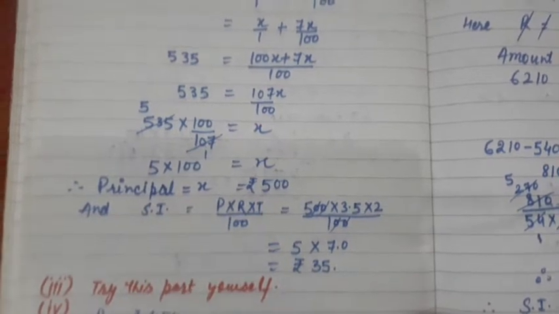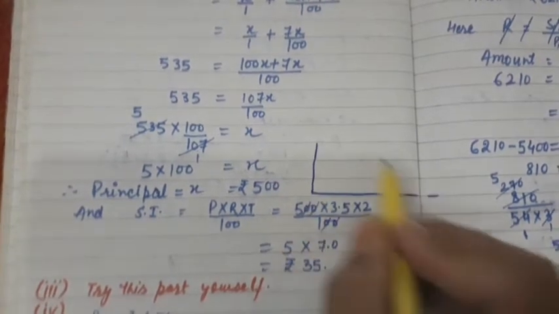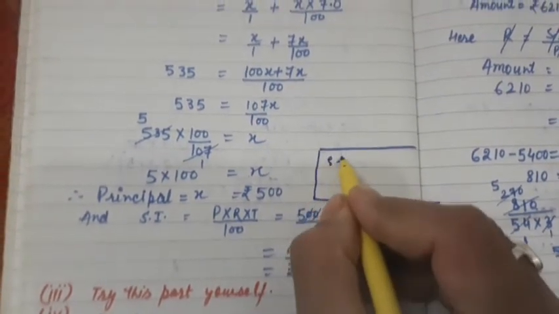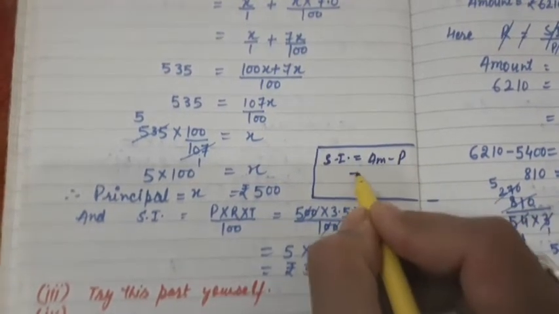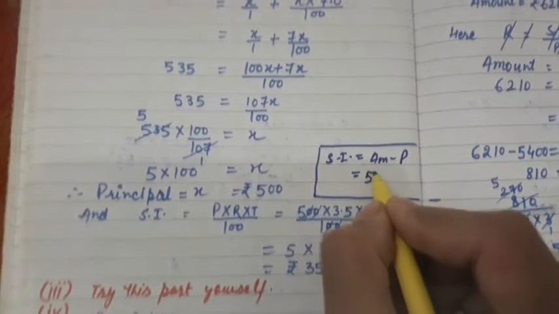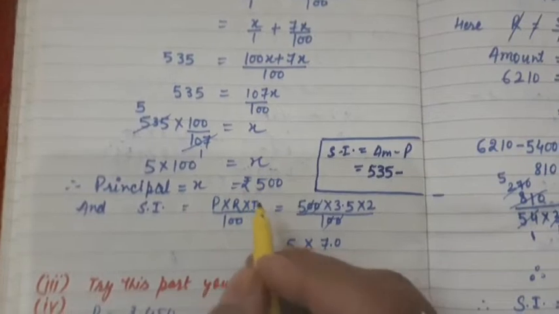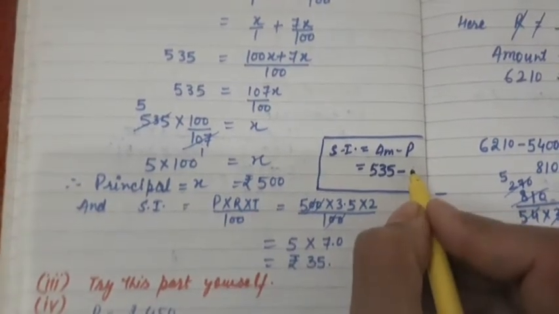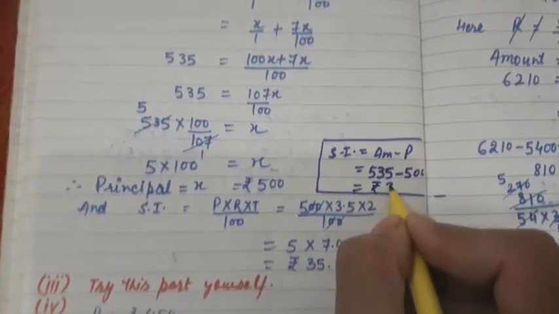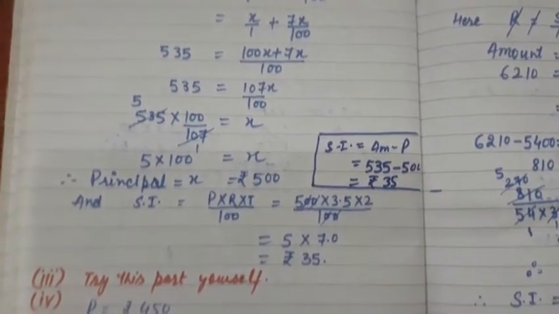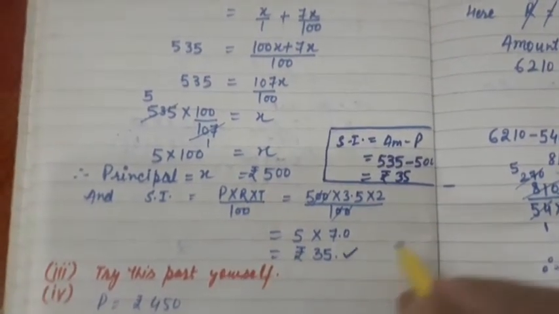Simple interest we can also find by using this formula. We have done the sixth formula: SI is equal to amount minus principal. Amount is already given, that is 535, minus the principal we found in this question, that is 500. When we subtract, we get rupees 35. So in this way we can also find the principal directly, or by using the formula. The answer is the same in both cases.